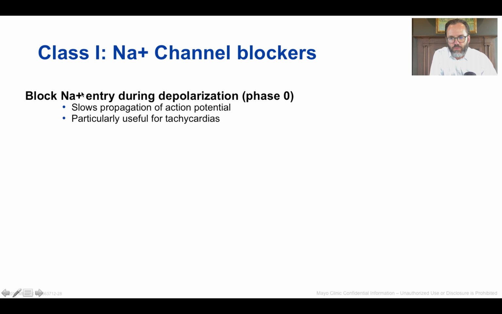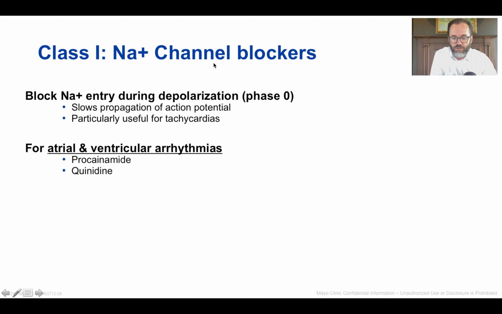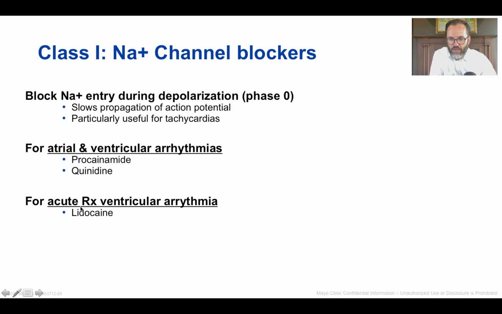So when we look at sodium channel blockers, they are going to block sodium entry during depolarization. That's going to slow the propagation of the action potential. This is particularly useful for a primary tachycardia because you're going to have slower action potential propagation and by default a slower heart rate. This is often used for atrial and ventricular arrhythmias. The two drugs that are often used are procainamide and quinidine, and these two can be used to slow heart rate substantially and break some of these arrhythmias.